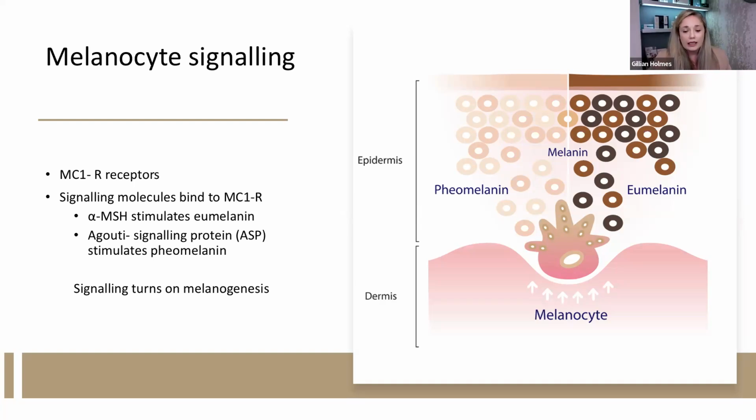So the two signaling molecules are, as you can see there, what's called alpha MSH or alpha melanocyte stimulating hormone. Now, alpha MSH stimulates the eumelanin, whereas what's called the Agouti signaling protein or ASP stimulates pheomelanin. It's that signaling process that then turns on melanogenesis.